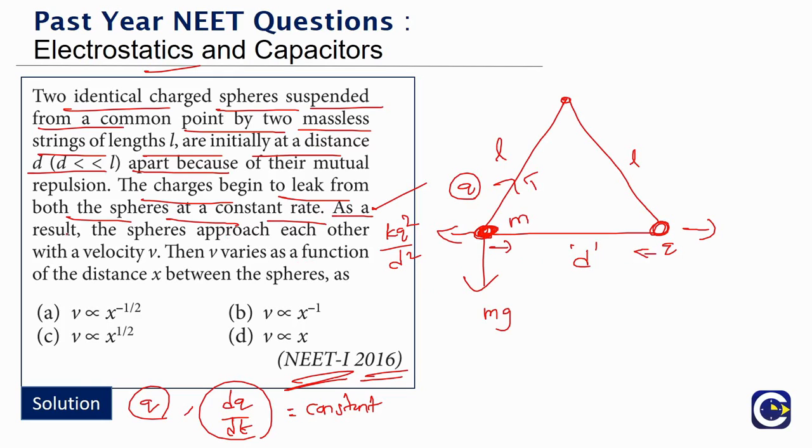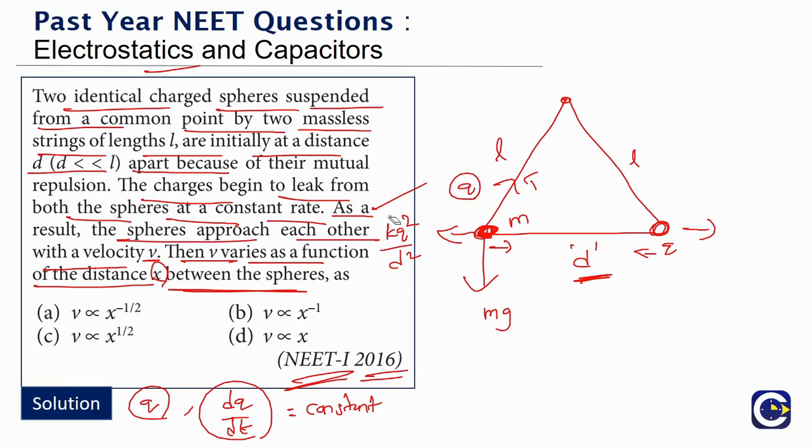As a result of this leaking, the spheres are approaching each other with a velocity v. Then v varies as a function of distance x between the spheres, because the initial distance between the spheres is d. But that is not going to remain constant, right? The distance between them keeps changing. So if you consider a given instant of time, at a particular moment, the distance between them is x. We have to find how this v is related to the x value.